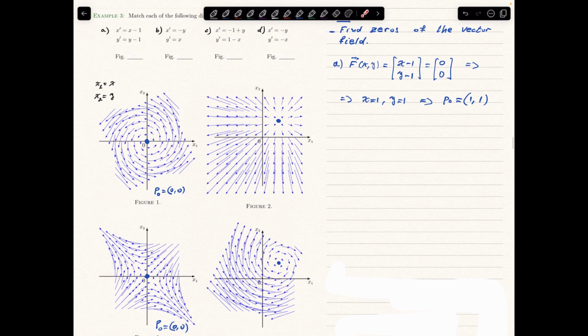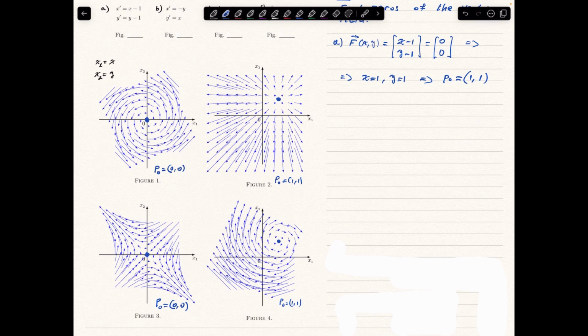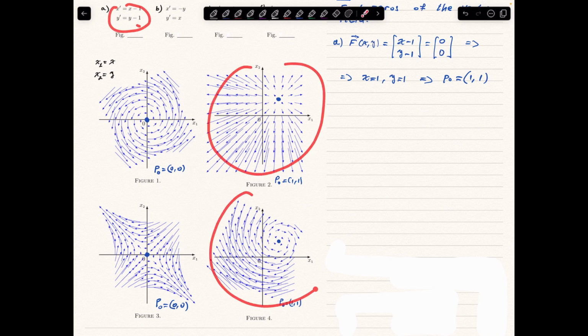But it could very well be this one, or very well be that one, because we could say here that this is 1, 1. So probably it is that one, or probably this one. I don't know which one of these two, but there are two vector fields that cannot be 1 and 3. Okay. So, well, what do we do? How do we decide whether this system corresponds to this vector field or this one?